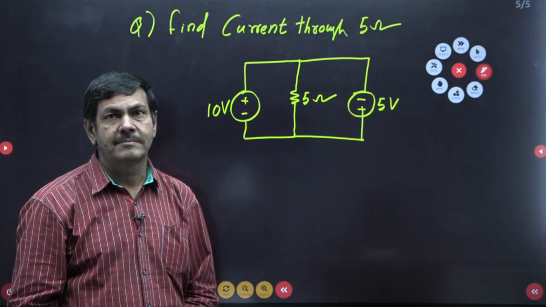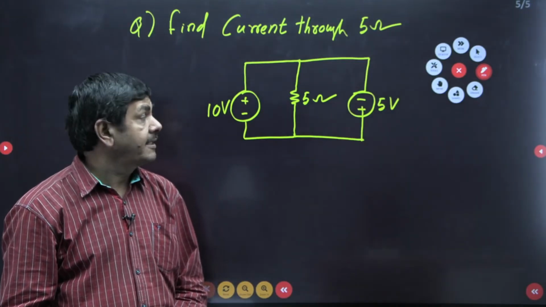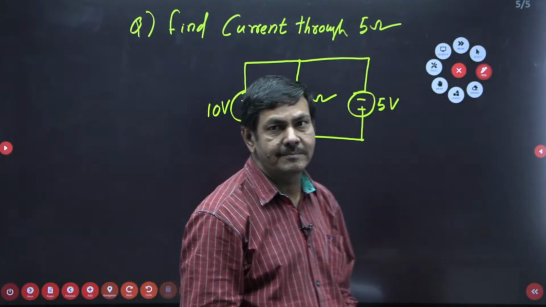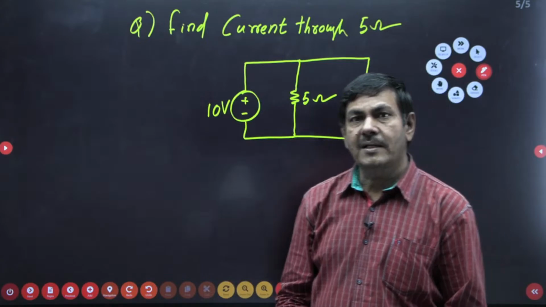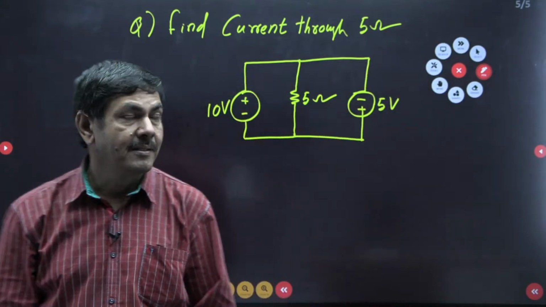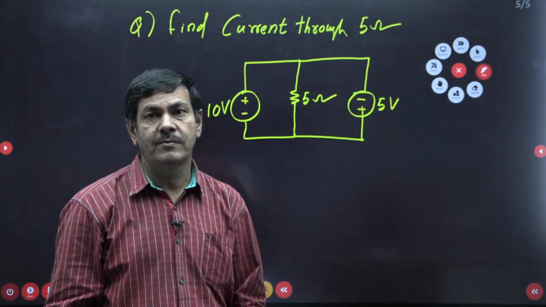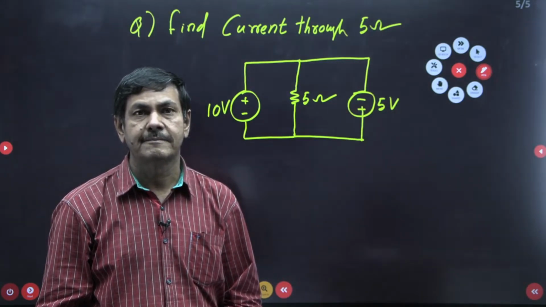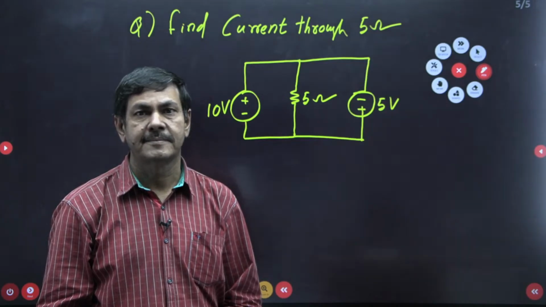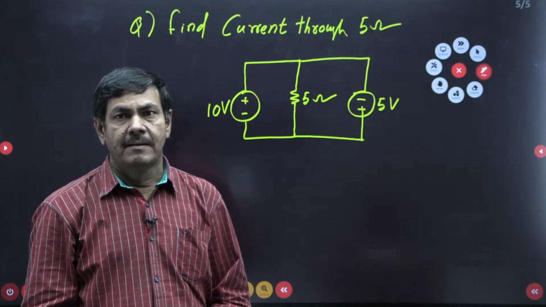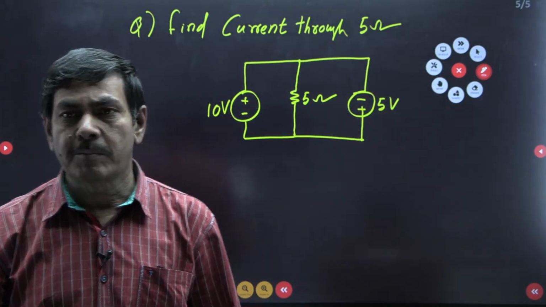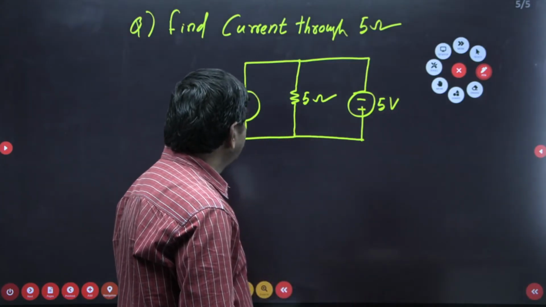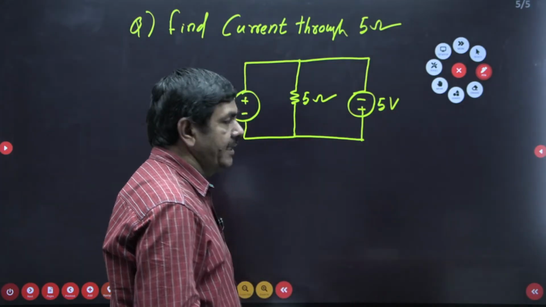How can we find it? Any student can give the answer for this question very directly. Can you give the answer? What current will pass across the resistor of 5 ohms? Anybody? Any student can do it? You should understand one point here now. The current across the 5 ohms we cannot determine.